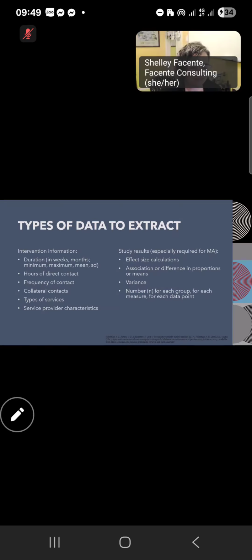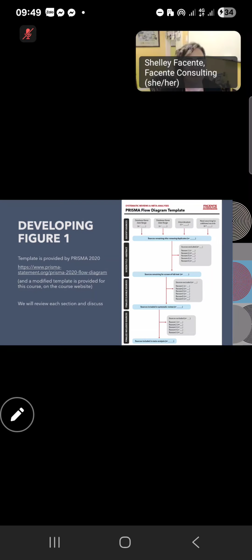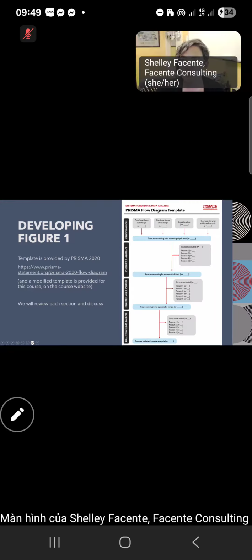Okay. Seeing no questions for now, we're going to move ahead and talk a bit more about what I referred to before as what everyone calls figure one, right? It's just called figure one. It's always the figure one in a systematic review according to the PRISMA guidelines. And so in the PRISMA statement, you can actually click on this link and they talk about what's supposed to be included in the flow diagram.